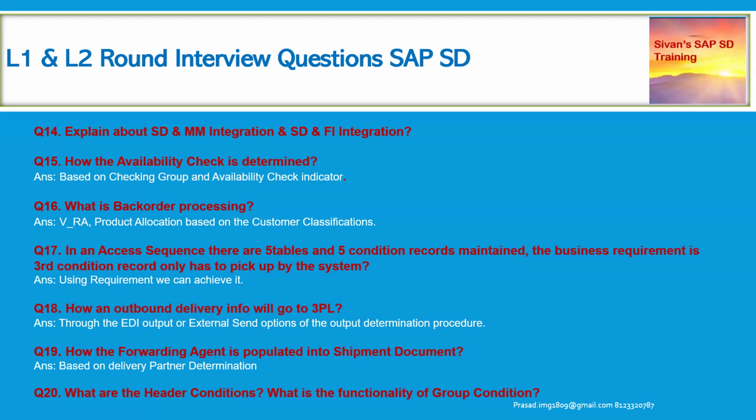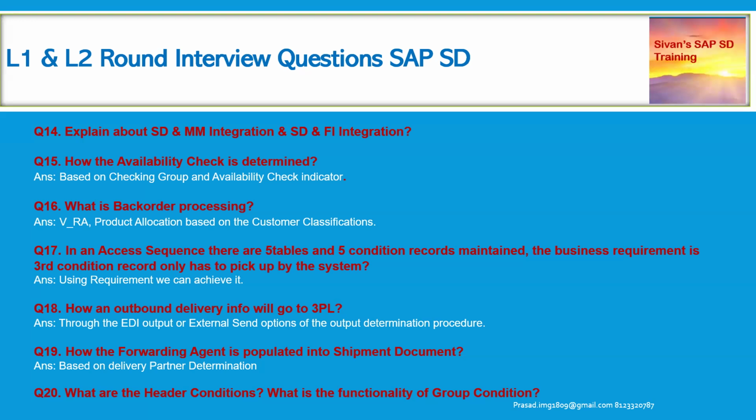And then whenever we do the PGI, post goods issue, while creating the outbound delivery, at that time the system will generate the material document, which can be seen in MB03, and the cost of goods sold account document, that is FI. SD and FI integration.